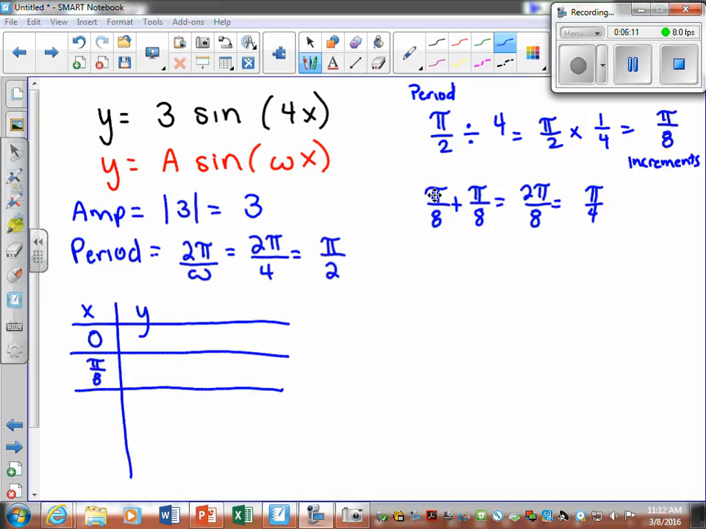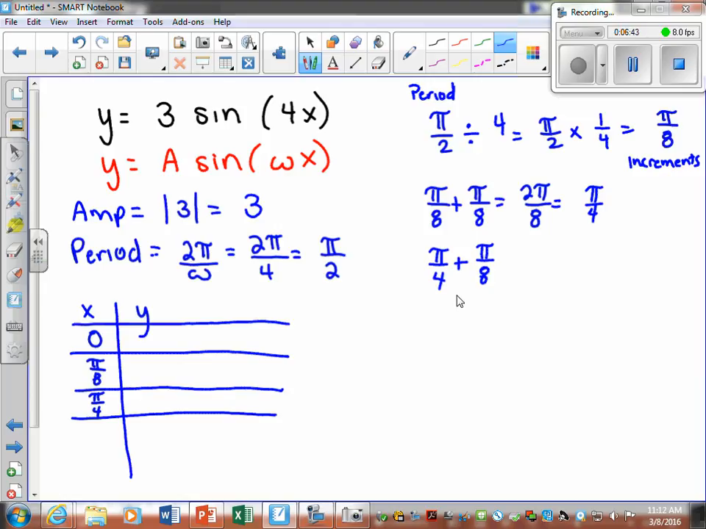So I took my last location, pi eighths, and I incremented pi eighths again. So I added pi eighths to it. Simplified, my next x value that I'm going to evaluate is going to be pi fourths. Okay, and we want to take pi fourths, our last one, and go over pi eighths. Remember our increment, we're just going to add pi eighths each time to get evenly spaced points on our graph. So let's add pi eighths.